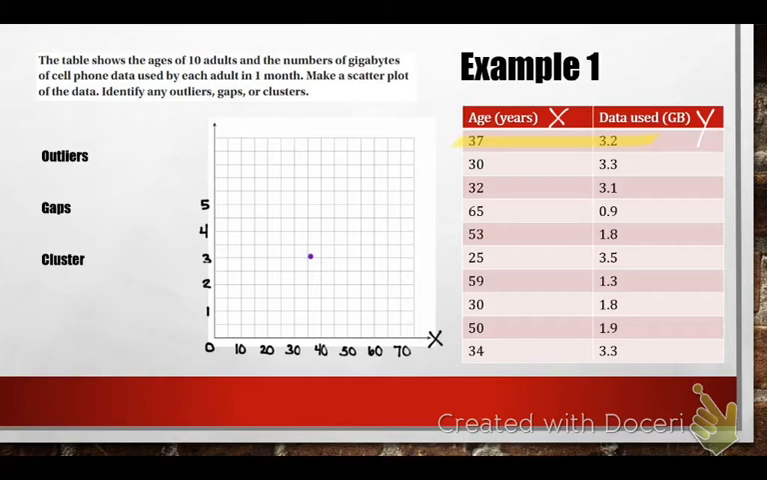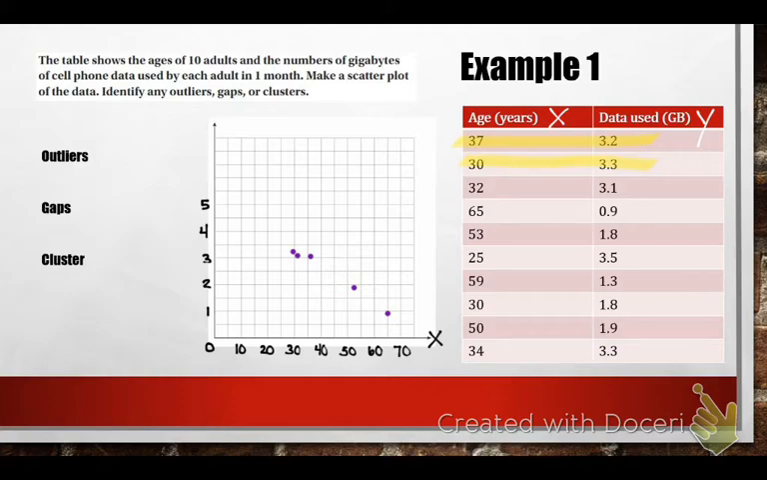All right. So now let's do our second ordered pair, 30 and 3.3. Let's get these points on the graph. 30 and 3.3. 32 and 3.1, 65 and 0.9, 53 and 1.8. Are you guys following along with what we're doing? Is this making sense?